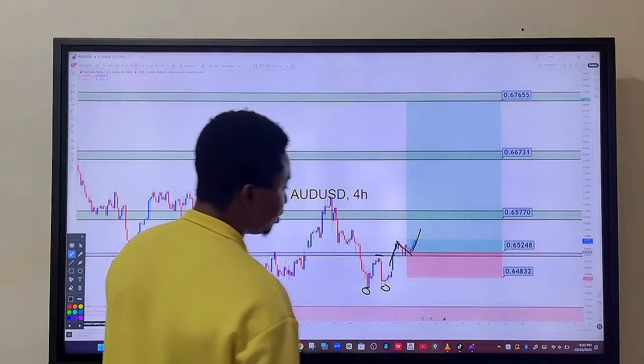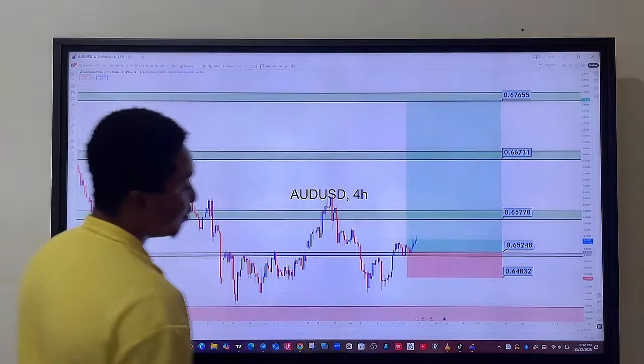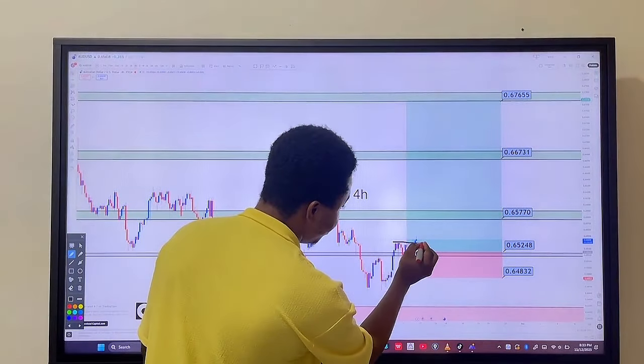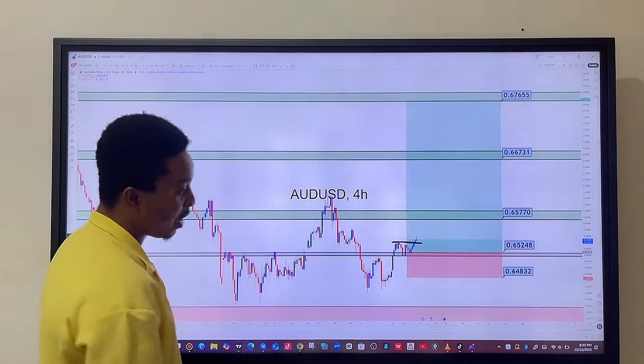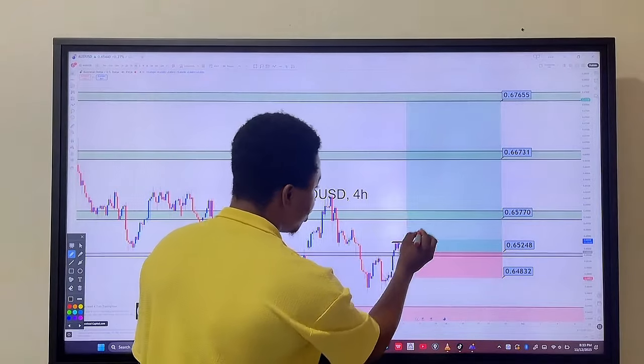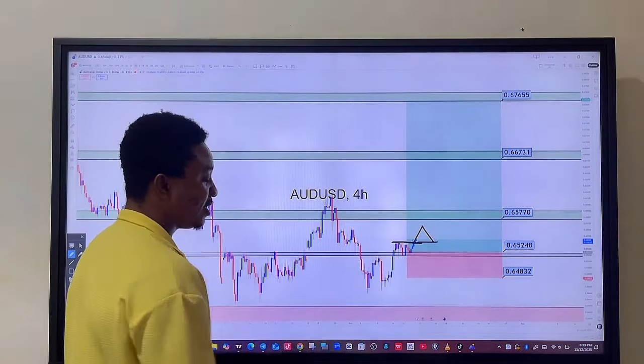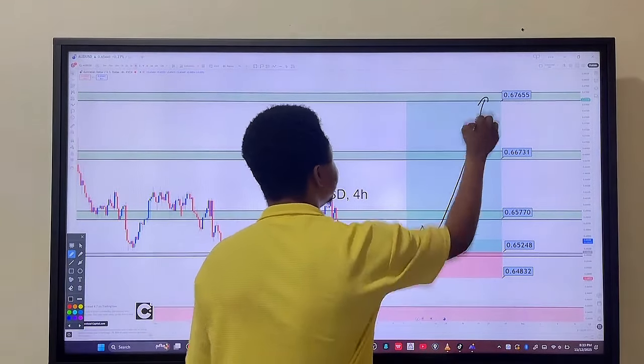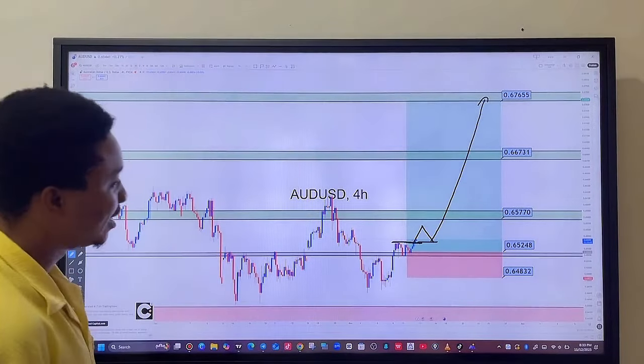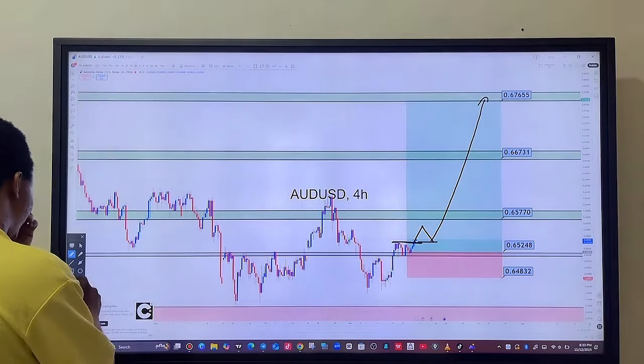Now, if buyers have been able to break above previous resistance level here on the 4 hour, we are expecting price to go a little bit up, come back again for retest. We can add another buying opportunity to the upside in that same manner. So AUD USD, this is also a full and complete technical analysis.